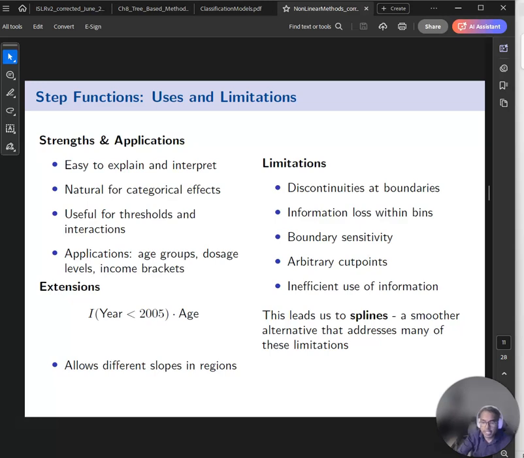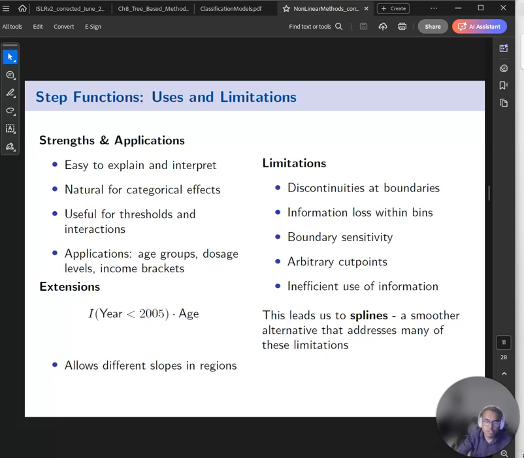You can also extend step functions to create interactions, for example, allowing the effect of age to differ before or after 2005 by creating a dummy for year being less than 2005 and interacting that with the age variable. This gives you flexibility to model more complex relationships.